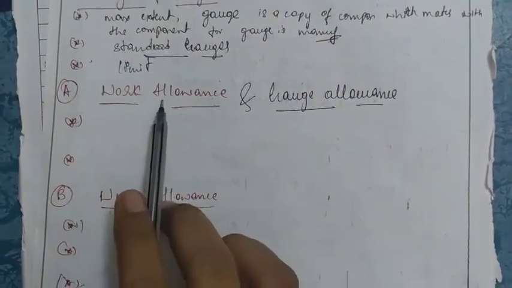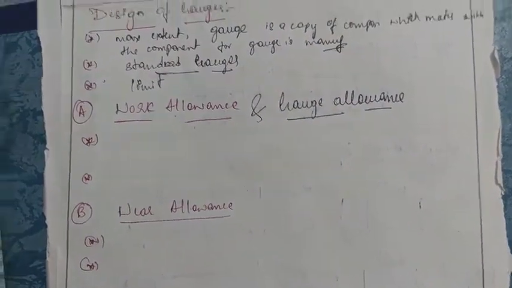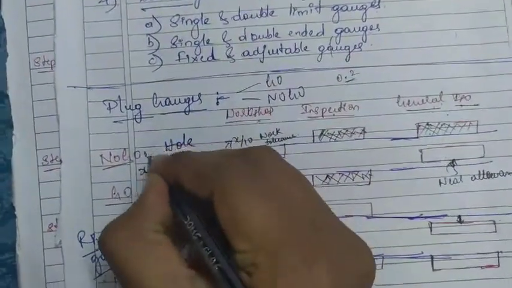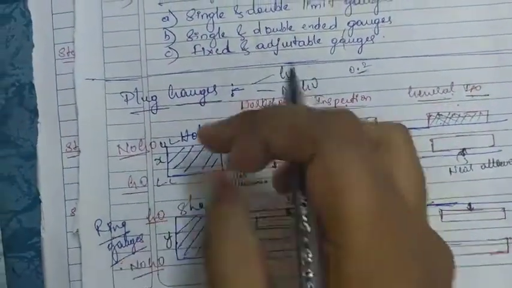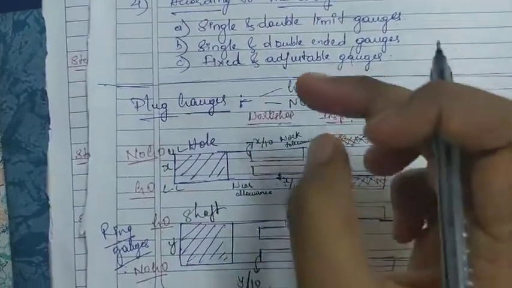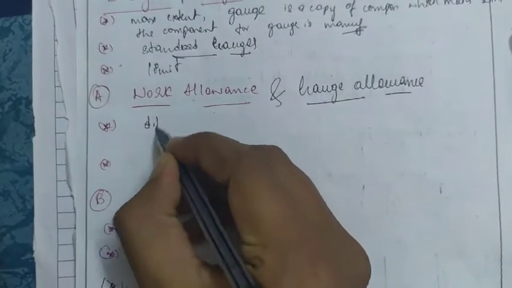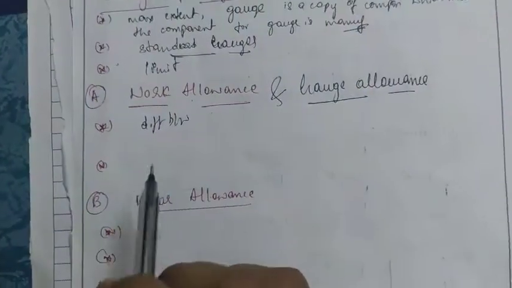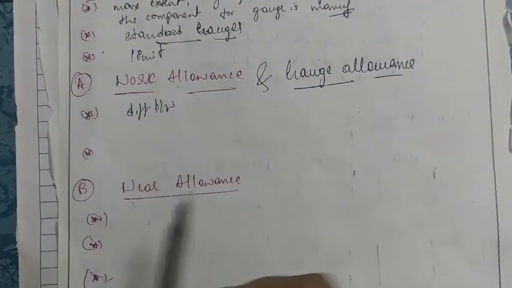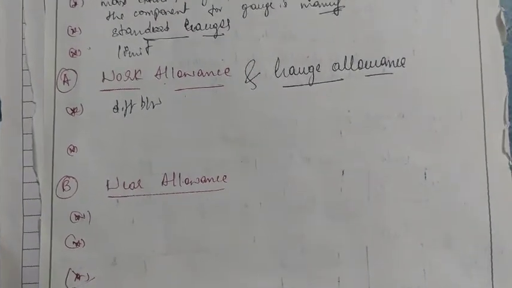So work allowance is nothing but what? It is the difference between the upper limit and the lower limit of the shaft or hole. As used earlier, this is the upper limit and this is the lower limit. So upper limit minus lower limit will be the work allowance. First, it is necessary to specify the permissible deviation in the dimension for gauge manufacturing.